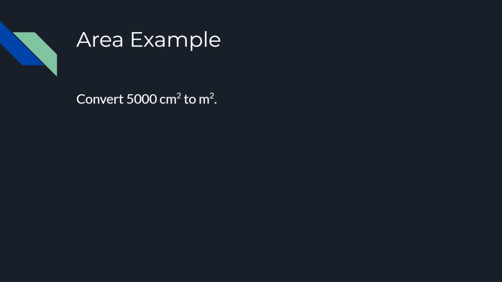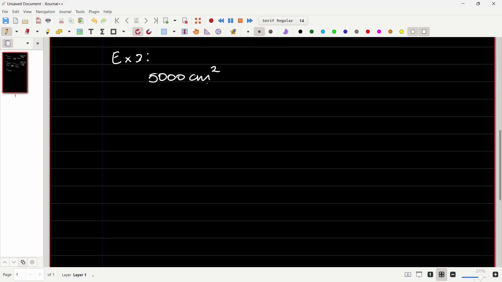Next, we're required to convert 5,000 cm squared to meter squared. All right, we're required to convert this. I've never, however, seen cm squared given to me. How do I solve this? The first thing I know is I know 1 meter is equal to 100 centimeters. But I need centimeters squared. So if I square both sides, I would be able to get something with cm squared.